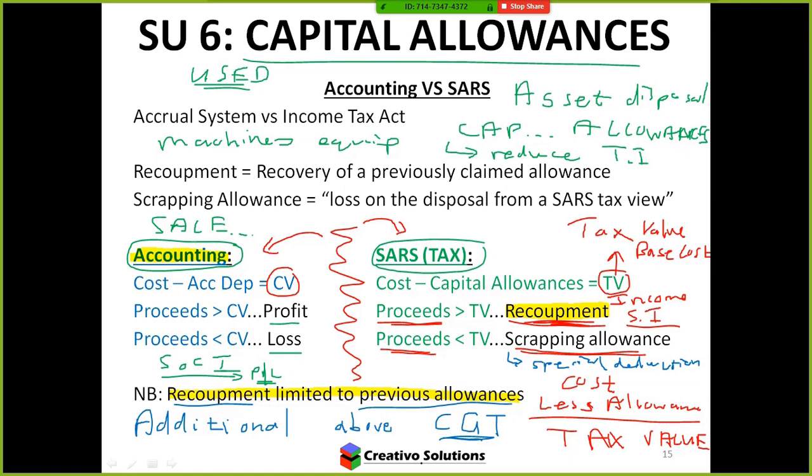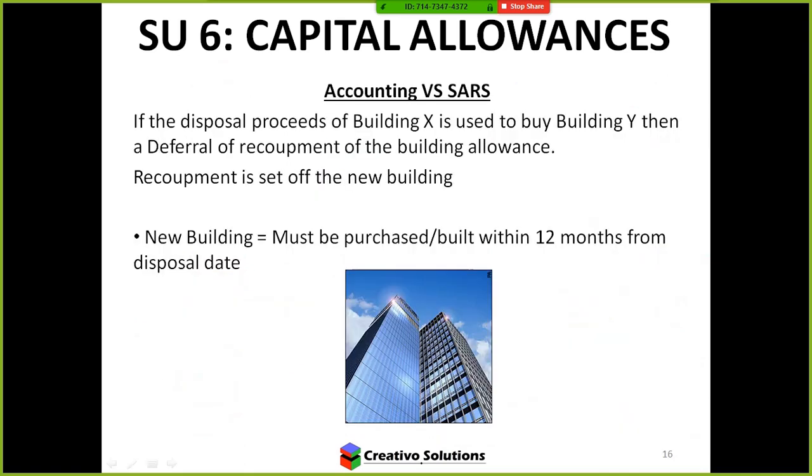A recoupment applies to the operational aspects of the business, the profit or loss from the sale. And that will be recouped up until the allowances. Anything above that is seen as a capital gain. And that's next time's content. Does that make sense? Yes, it does. Perfect.